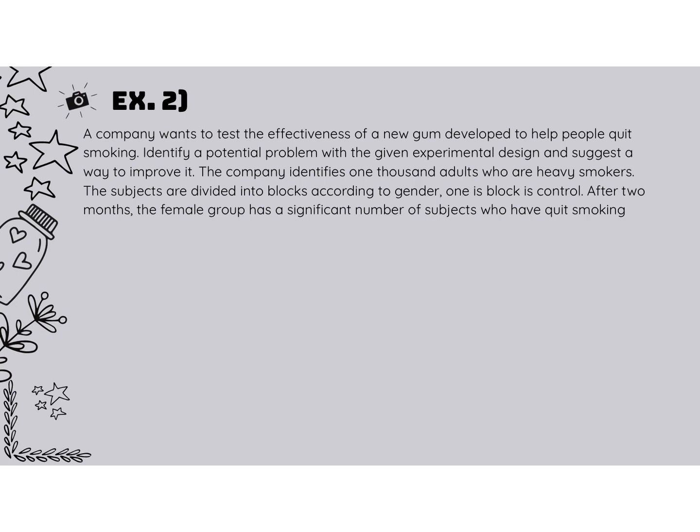So our example, a company wants to test the effectiveness of a new gum developed to help people quit smoking. Identify a potential problem with the given experimental design and suggest a way to improve it. The company identifies 1,000 adults who are heavy smokers. The subjects are divided into blocks according to gender. So one block is men, one block is women. And one of the blocks is control.